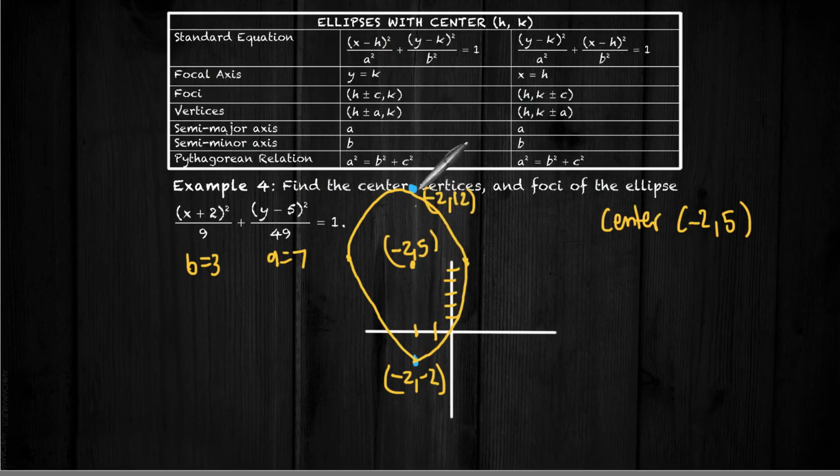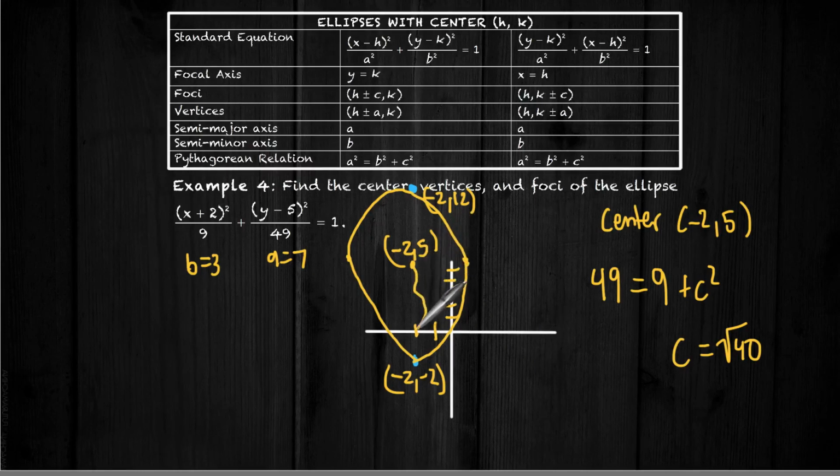Now the foci are going to always be on the longer axis, the major axis, a distance of c from the center. So let's go ahead and use this equation right here. So a squared is 49 equals b squared, which is 9, plus c squared. So c will equal the square root of 40. And so that is going to be the distance from the center. So we need to go root 40 down and root 40 up.